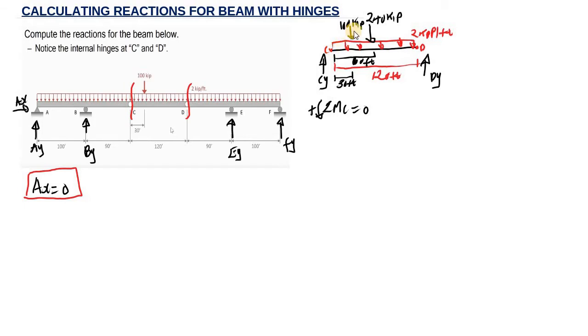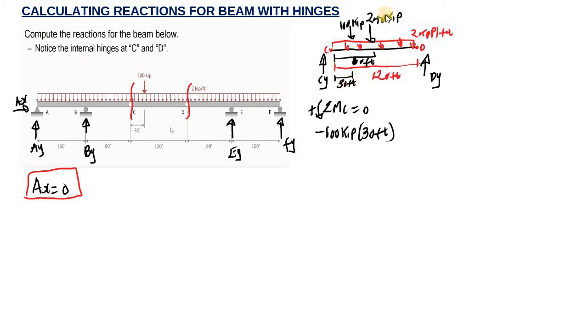So if we apply 100 kip on this beam relative to point C, it is going to try to rotate this beam in the clockwise direction. So this is going to be negative. So this is negative 100 kip, then multiply by the distance. What is the distance? As you can see, the distance is 30 feet. So this is going to be multiplied by 30 feet.